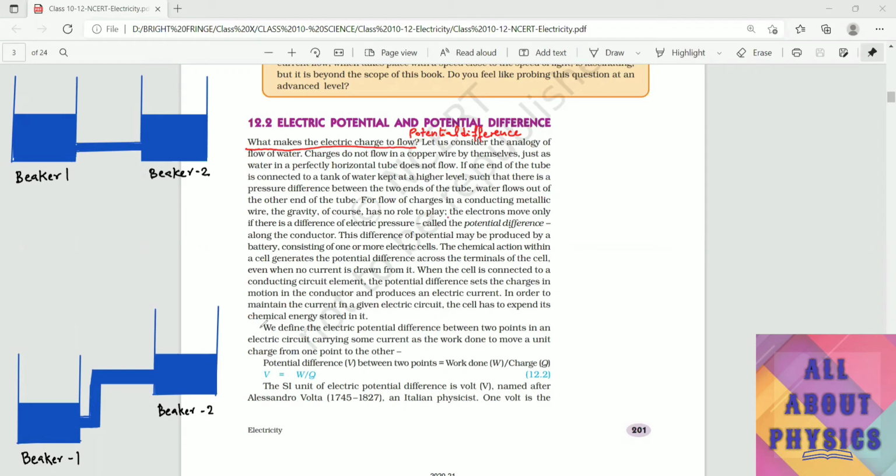In the same way, electrons can move, charges can move only if there is a difference of electric pressure called potential difference. Please underline this in your book. And this difference of potential may be produced by a battery, consisting of one or more electric cells. The chemical action within the cell generates the potential difference across the terminals of the cell. So in order to maintain the current in a given electric circuit, the cell has to expend its chemical energy stored in it.